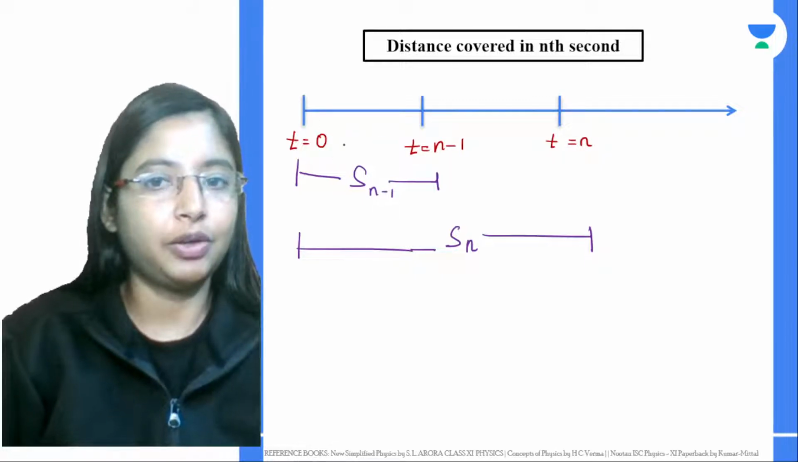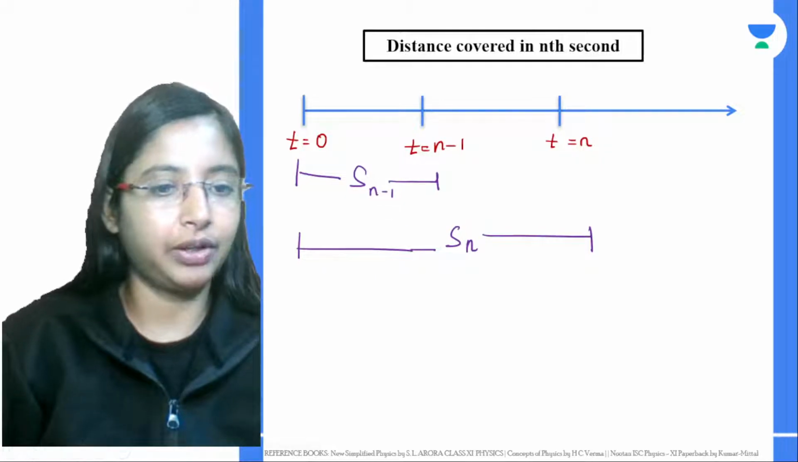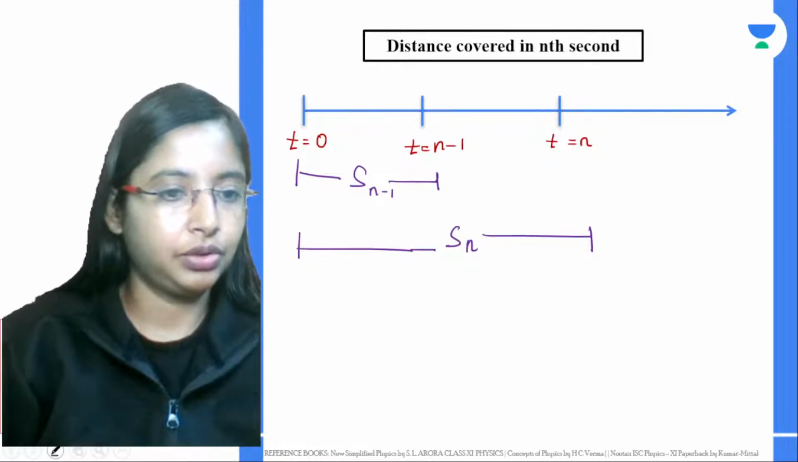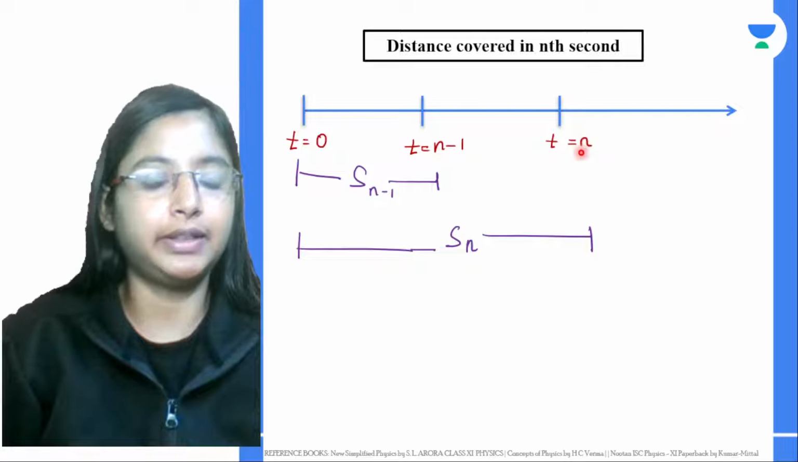This could be somewhere around, let's say, t is equal to n, and then t is equal to somewhere around 2 minutes. So this could be, let's say, the distance traveled at 30 seconds.